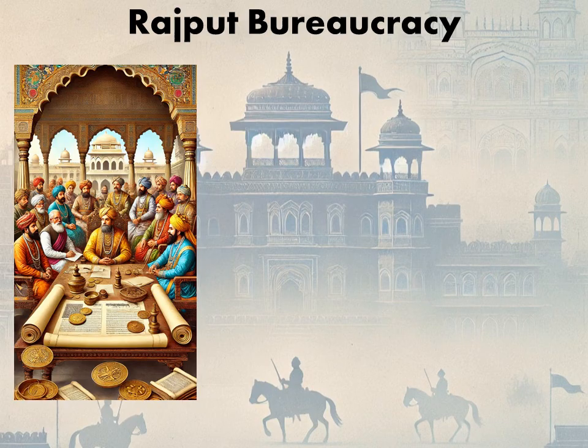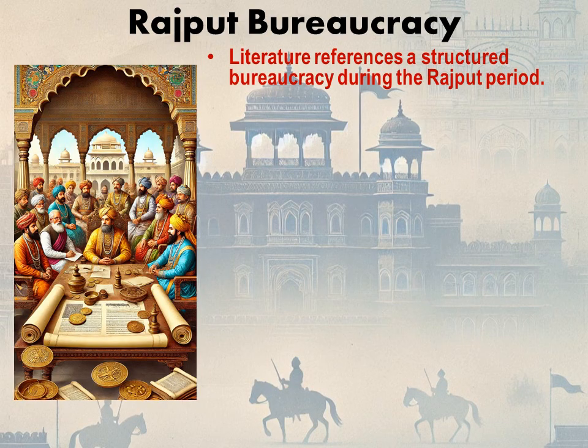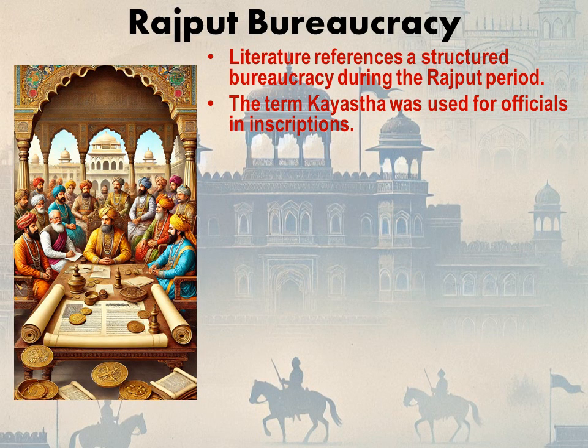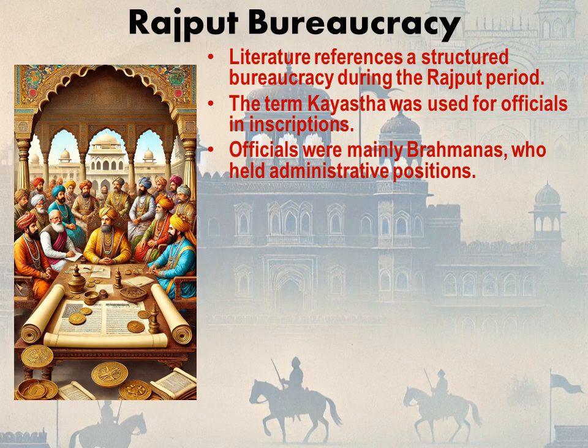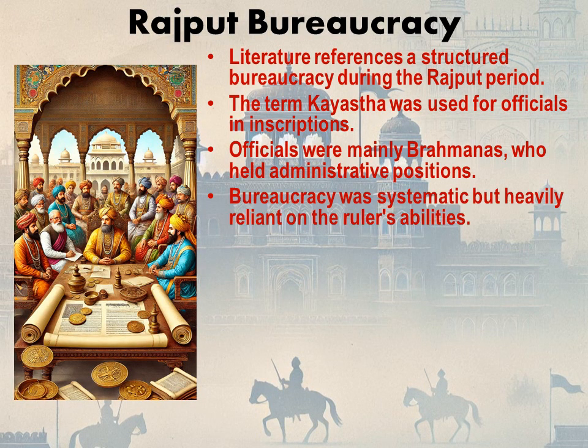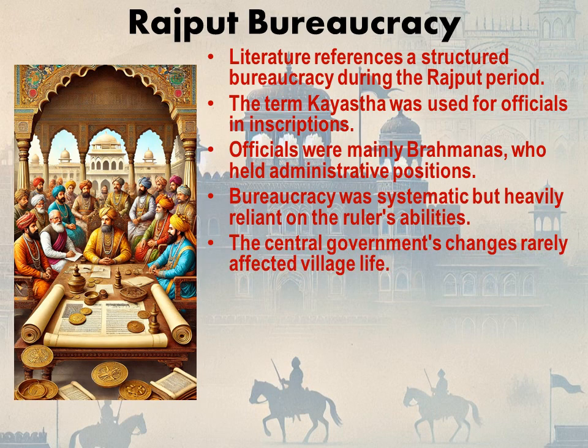Rajput bureaucracy. Literature references a structured bureaucracy during the Rajput period. The term kayastha was used for officials in inscriptions. Officials were mainly Brahmanas who held administrative positions. Bureaucracy was systematic but heavily reliant on the ruler's abilities.